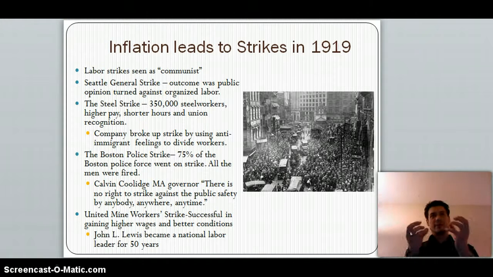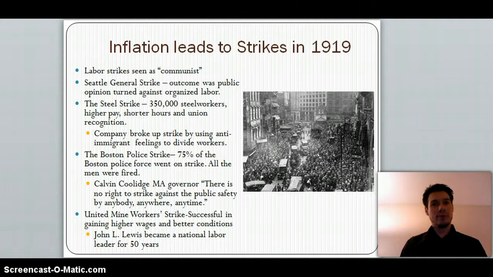I mean, this is a very volatile world after World War One. And one of these strikes, we have about four of them, and a lot of them are seen as communist. One of them is the Seattle General Strike. Now, the most important thing you need to know about that is that the outcome was that public opinion turned against any type of organized unions or organized labor. And we have the steel strike, which is about 350,000 steel workers that want higher pay, shorter hours, and union recognition. Problem is, the company sends in some people to basically split up and divide the strikers, leading to that being a failure. Okay, so we have two strikes so far, both are failures.